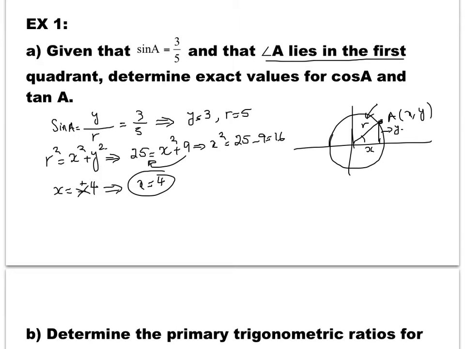Now, since we know x, we can say that cos A, which is x over r, is equal to 4 over r, which is 5, and tan A is y over x, which is going to be y is 3 over x, which is 4. So this way we could find sine, cos, and tan of angle A by knowing the location of angle, which is in the first quadrant.